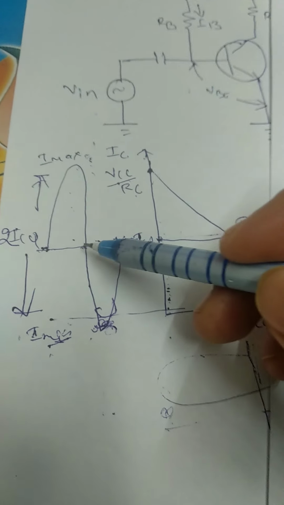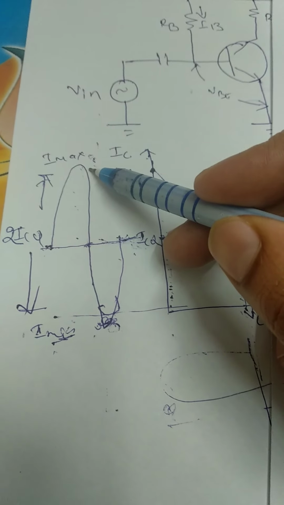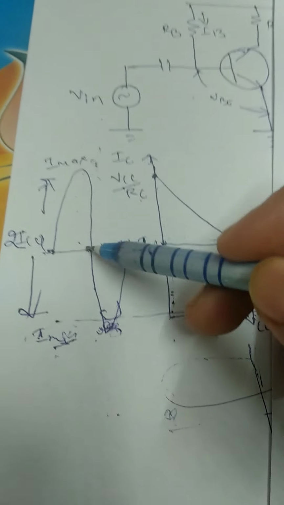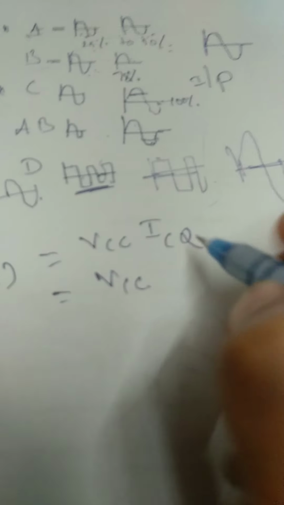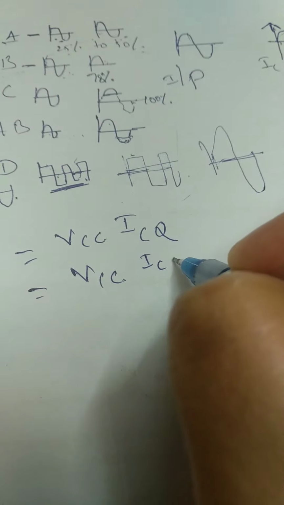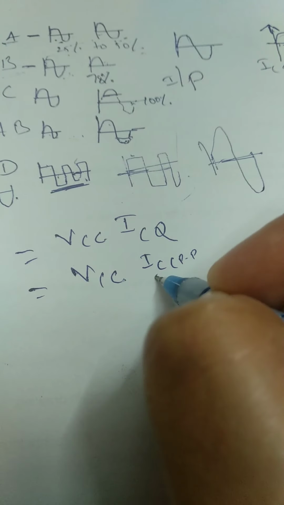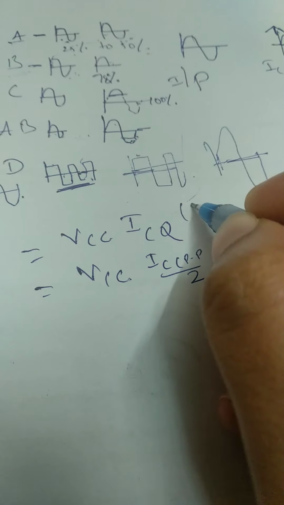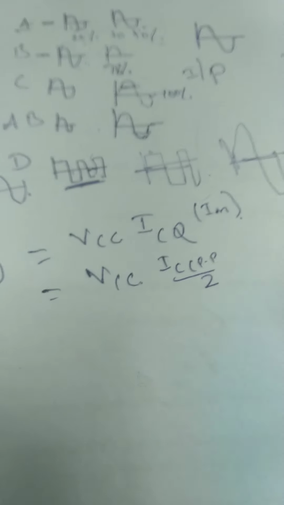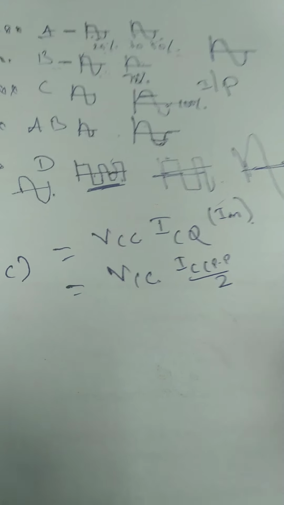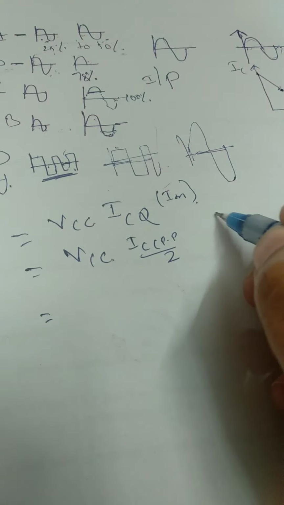Okay, so now from here to here is ICQ or IM. In other words, IM. So for ICQ we can write IC peak to peak divided by 2. So ICQ is nothing but IM. In other words, we can say IM. But what is IC?